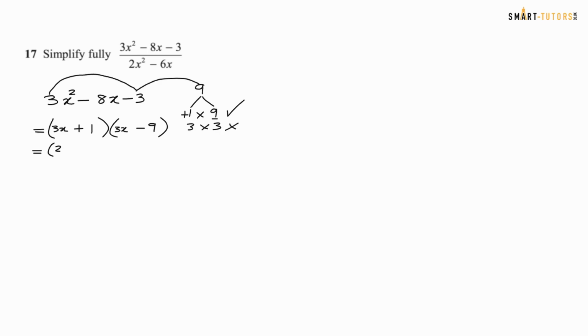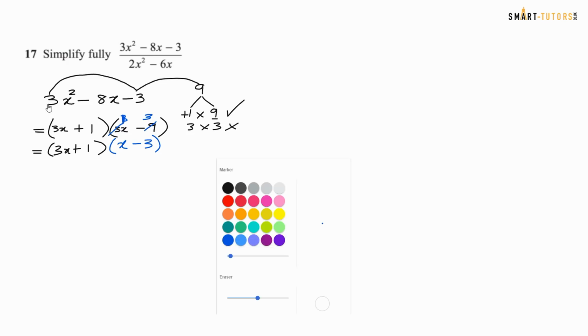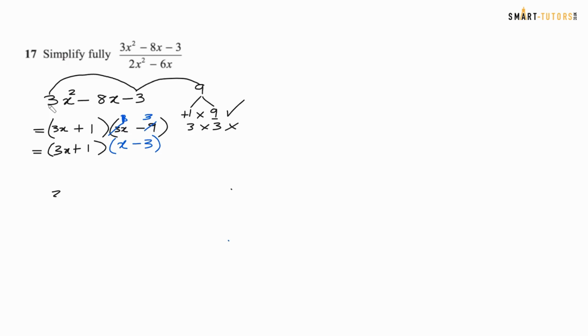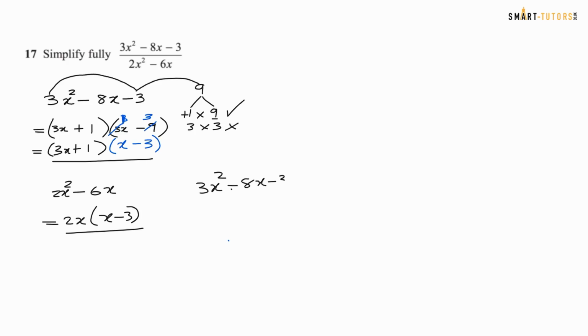So you can simplify any of these brackets. 3x plus 1 cannot simplify, so I copy it, and these two numbers can be simplified by 3. So this 3 and this 3 become 1, and this is going to be 3. So this bracket is going to be x minus 3. So the denominator, 2x squared minus 6x, I can factorize, taking 2x out, x minus 3. So we have done our factorization.